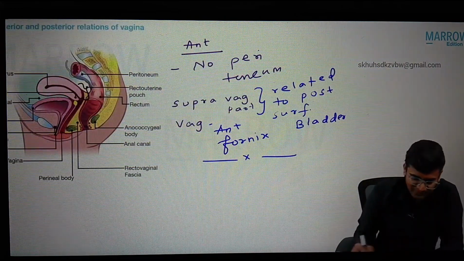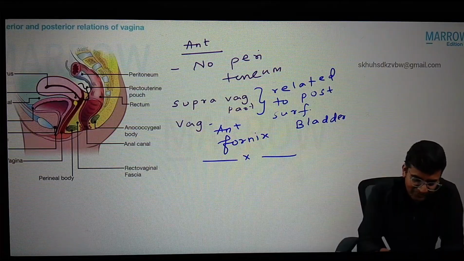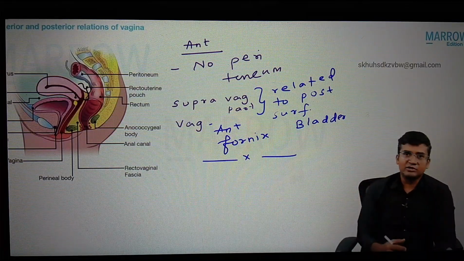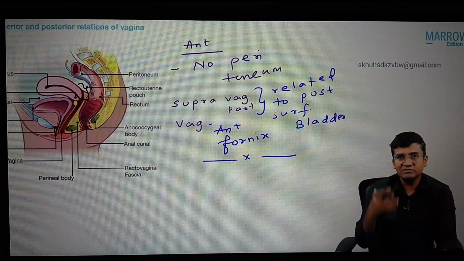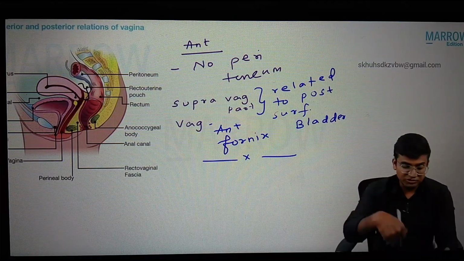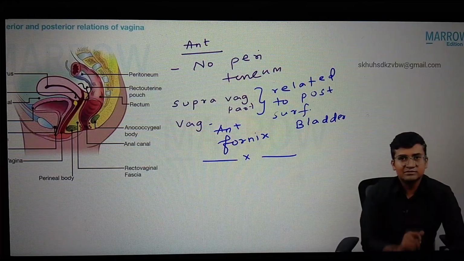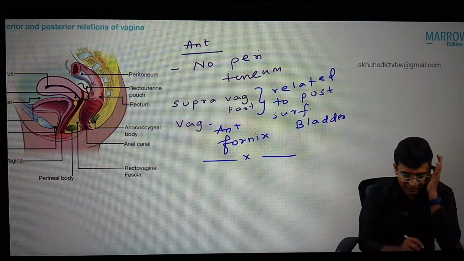Now what about the posterior side? Posteriorly, see the diagram. Posteriorly, we have peritoneal covering. Why? I told you, posteriorly peritoneum is present up to the posterior fornix of the vagina, and then reflected to the rectum, forming the recto-uterine pouch.